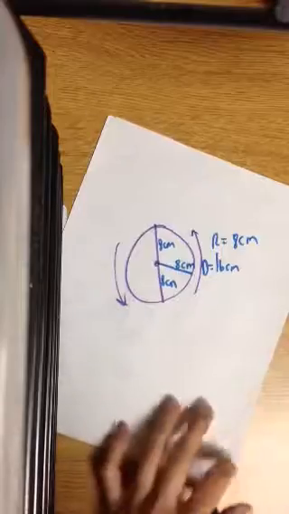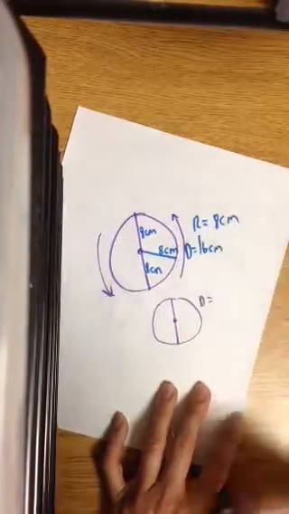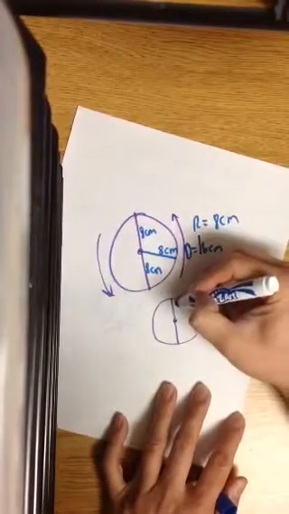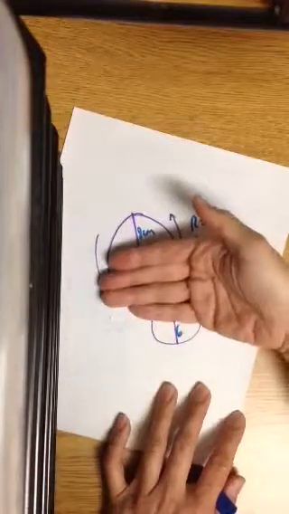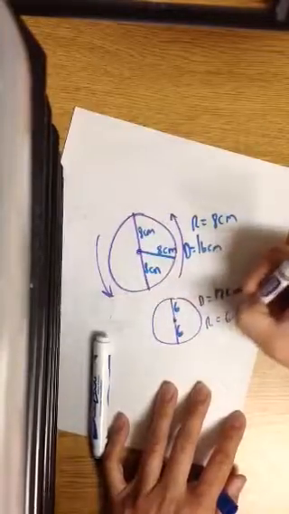Let's try another example. Here is a diameter. The diameter is 12 centimeters. So if it's 12, this must be 6, and this must be 6. So what would the radius be? 6 centimeters. So the radius is 6 centimeters.